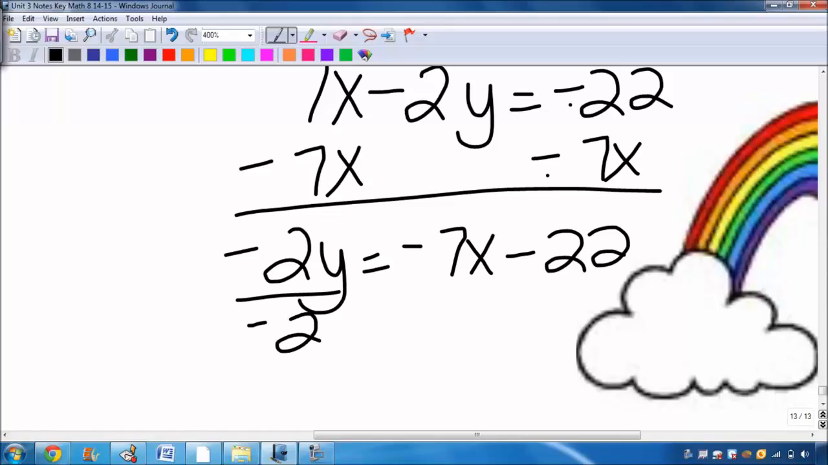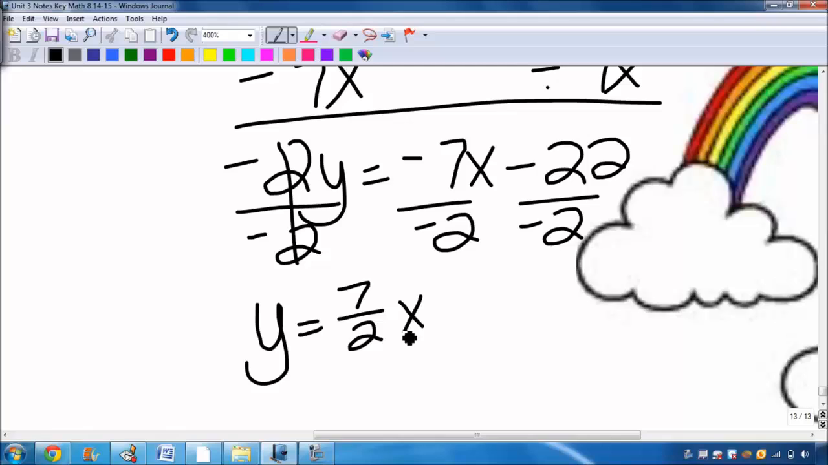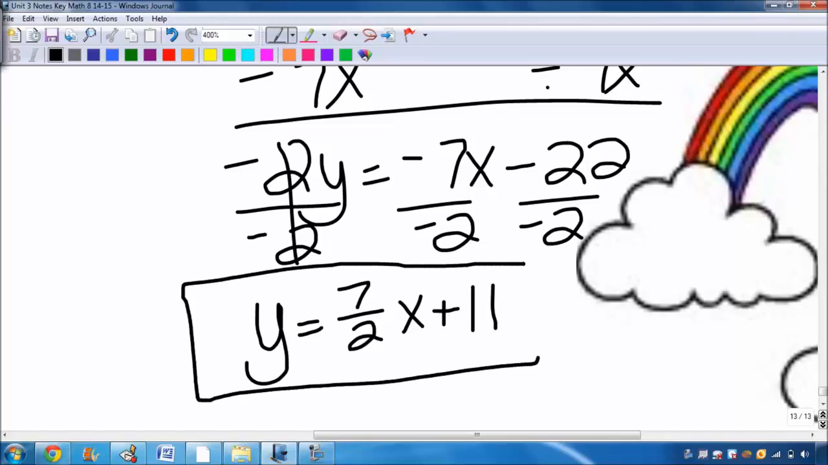Divide everything by negative 2. Watch out for all your double negatives. This cancels out. I end up getting y equals. Negative over negative becomes positive. 7 is not divisible by 2, so I'm going to leave it as 7/2. So I get 7/2 x. And then negative 22 divided by negative 2 is a positive 11. Okay? That's how you get variables isolated in your equations.